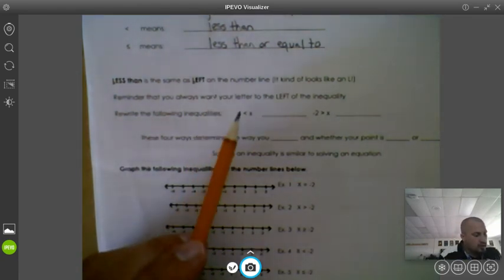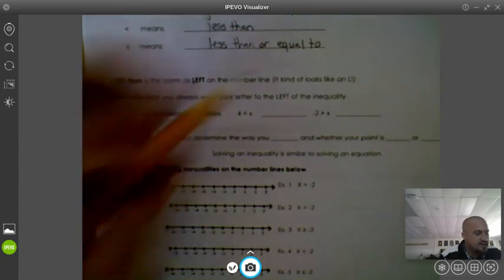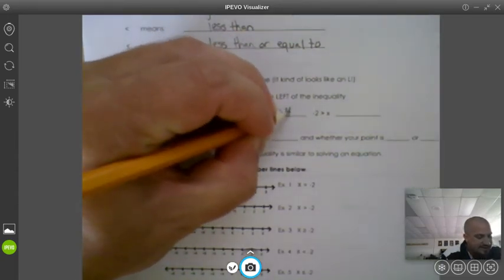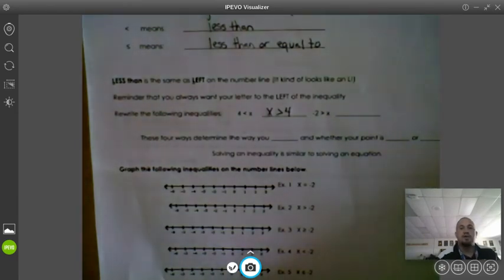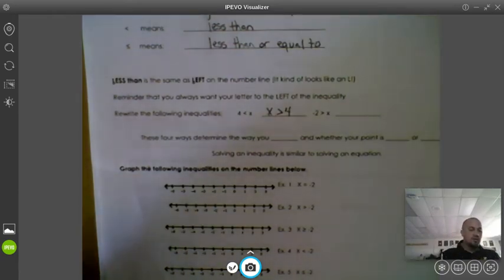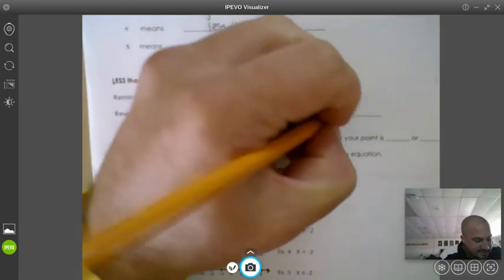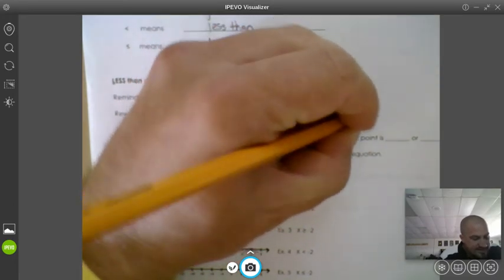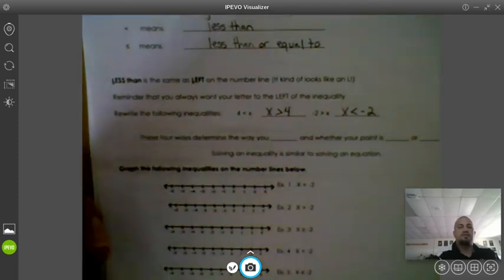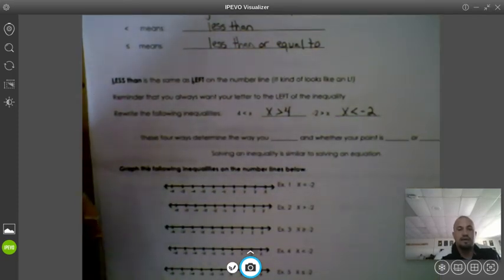So this is 4 is less than x, but you see how the arrow is pointing there? Move the x to the left side so it really is x is greater than 4. A lot of people miss this and put less than, but it is a greater than inequality. So it is x is greater than 4, just like this one is x is less than negative 2. So these are two that you can get mixed up if you don't keep your variable on the left.